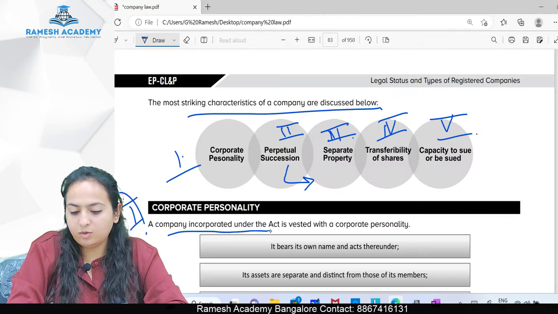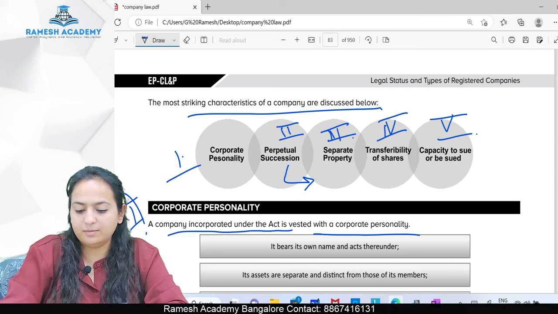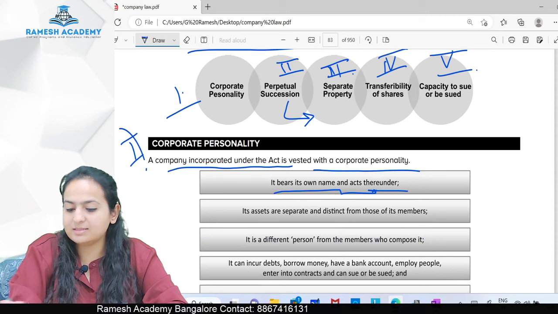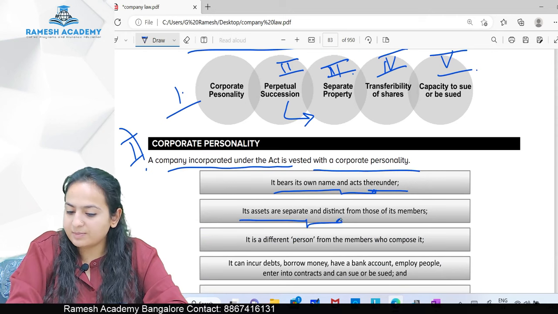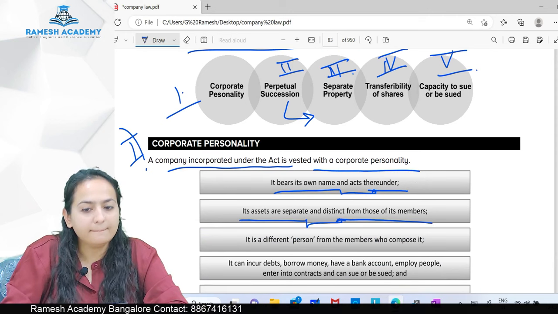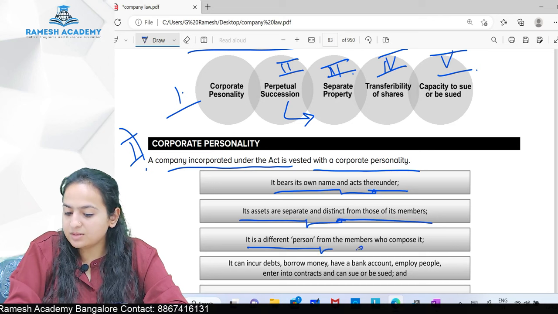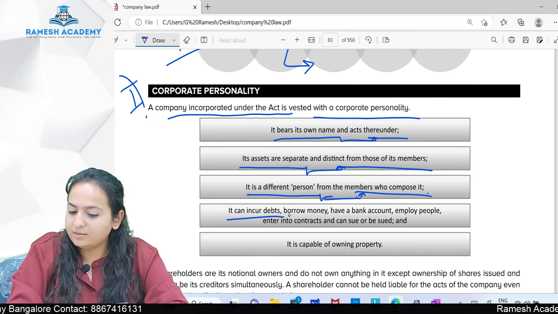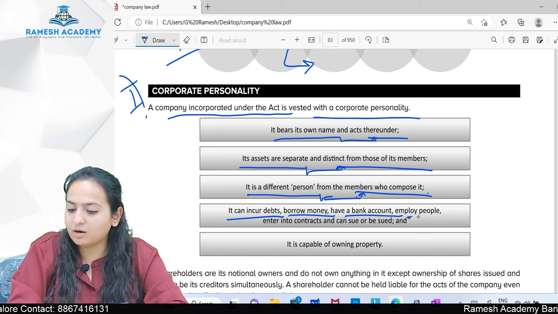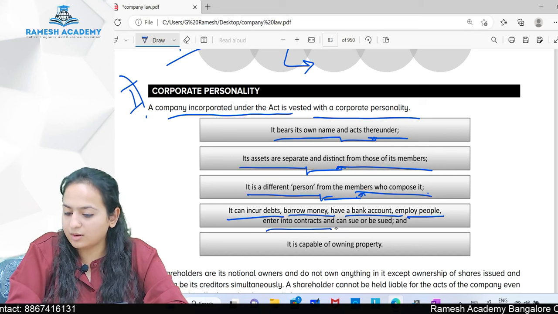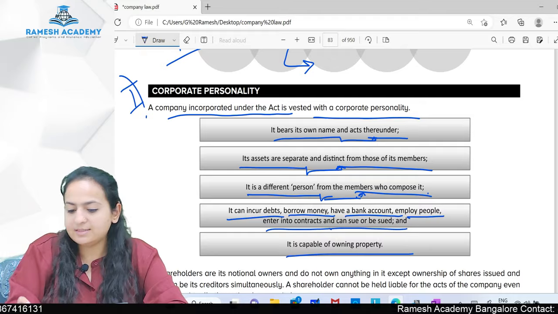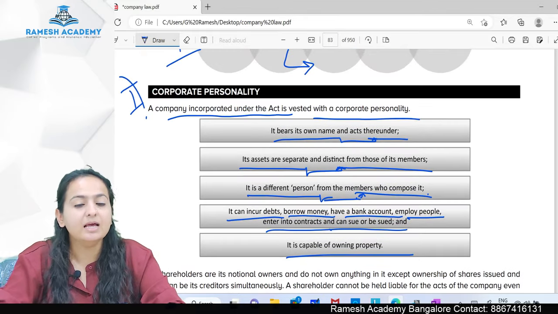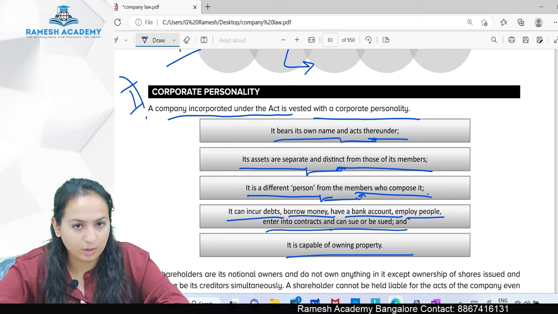A company incorporated under the Act is vested with corporate personality, which means it bears its own name and acts thereunder. Its assets are separate and distinct from those of the members. It is a different person from the members who compose it. It can incur debt, borrow money, have a bank account, employ people, enter into contracts, sue and be sued. It is capable of owning property.